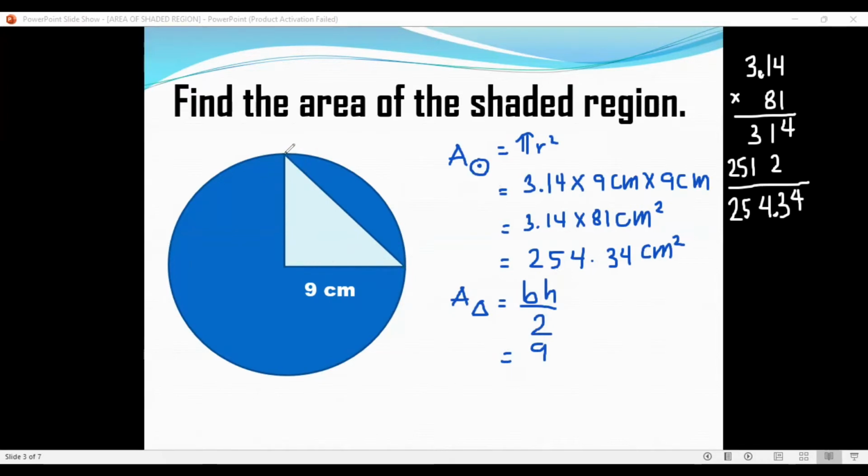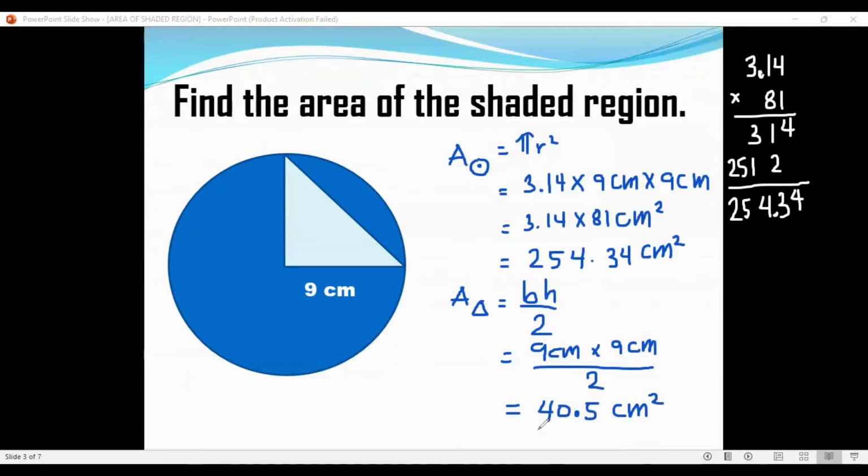As I said a while ago, we have here the considered base and the height, because this pertains to the radii of the circle, and we know that radii are always equal for a certain circle. So we have now 9 cm multiplied by 9 cm, and we are going to divide this by 2. So 9 times 9 is 81, and dividing that by 2, we simply have 40.5. Okay, because 80 divided by 2 is 40, and then the 1 divided by 2 is just 0.5. So we have again cm raised to the second power.